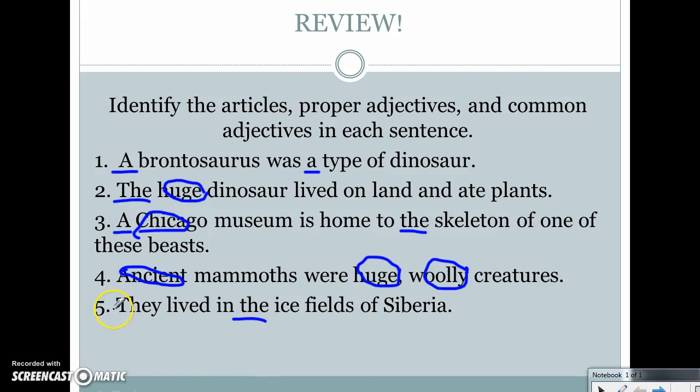Finally, number 5. They lived in the ice fields of Siberia. Ice in this sentence is describing the kind of fields that are in Siberia. Therefore, it is going to be classified as a common adjective.